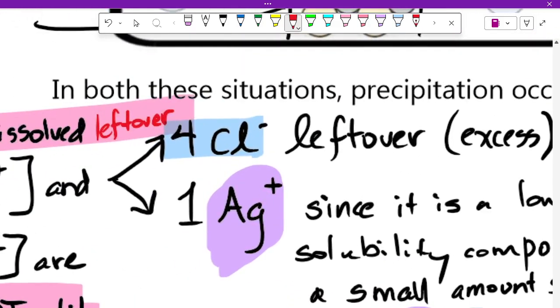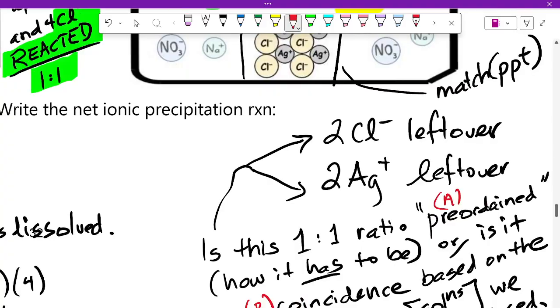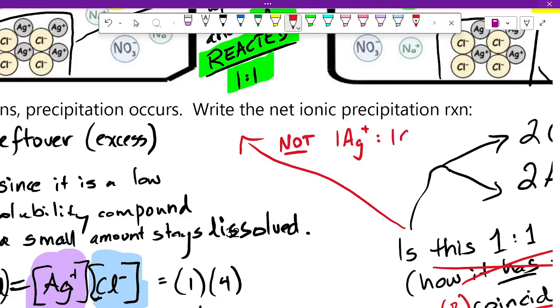Was the ratio over here 1-to-1? No, because we used different concentrations. So did the ratio over here have to be 1-to-1 because Ag reacts 1-to-1 with Cl? No. So it is not preordained. It is just a coincidence based on the solutions we used. Does that make sense? Because over here, it's not 1 Ag to 1 Cl concentration.